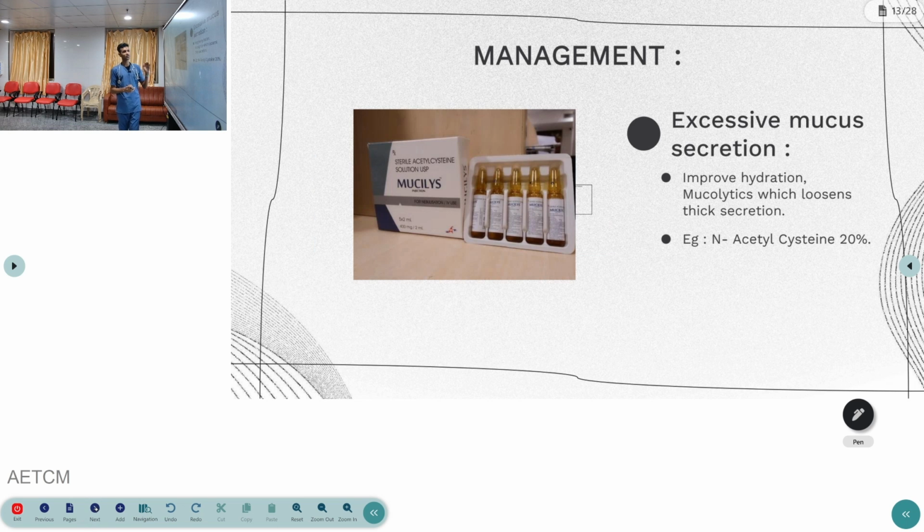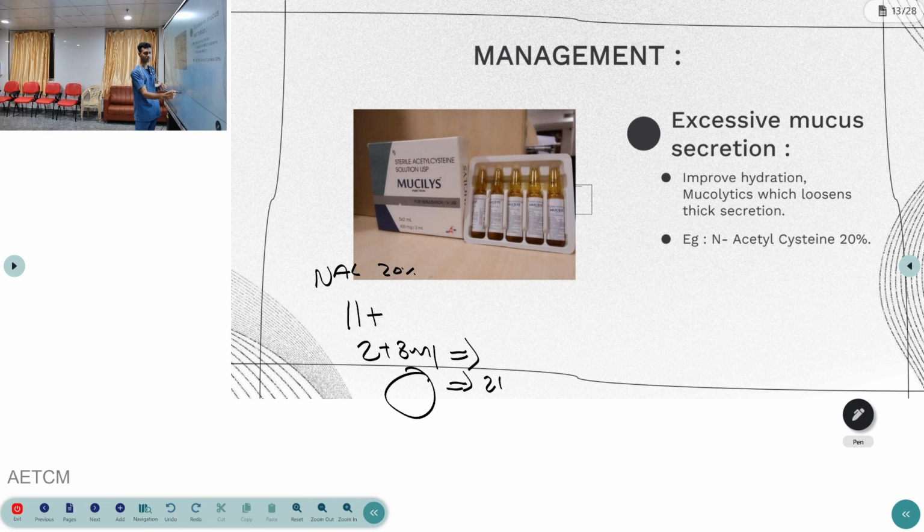The third drug is mucolytic agents, because here we have increased mucus production, that is, a thick mucus. So we have to break the thick mucus and reduce the mucus production. Therefore we are giving N-acetylcysteine, NAC or Broncac. It is a 20% solution, usually coming in a 2 ml ampule. So we take a 2 ml ampule plus 8 ml normal saline, and from this dilution we take 2 or 2.5 ml and give it as a nebulization.